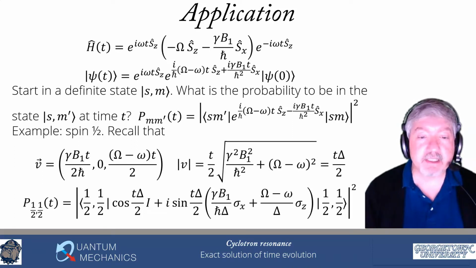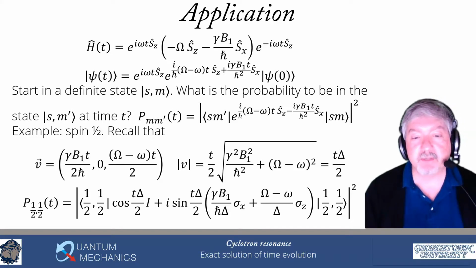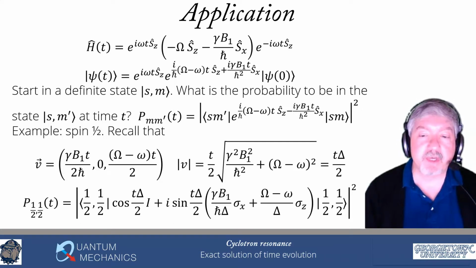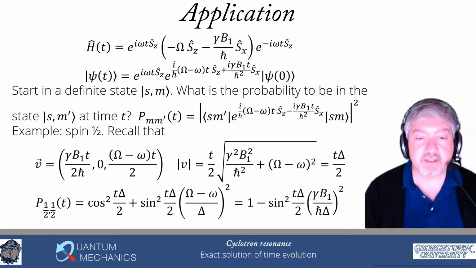All right, let's calculate the next matrix element. That's P plus 1/2, plus 1/2. I replace that bra with a plus 1/2. Now I have only diagonal elements. So I'm going to get a cosine t delta over 2. I'm going to get an i sine t delta over 2 times this big omega minus little omega over delta. I can take the modulus squared of that, and I'm going to get a cosine squared t delta over 2 plus a sine squared t delta over 2 times big omega minus little omega over delta quantity squared.